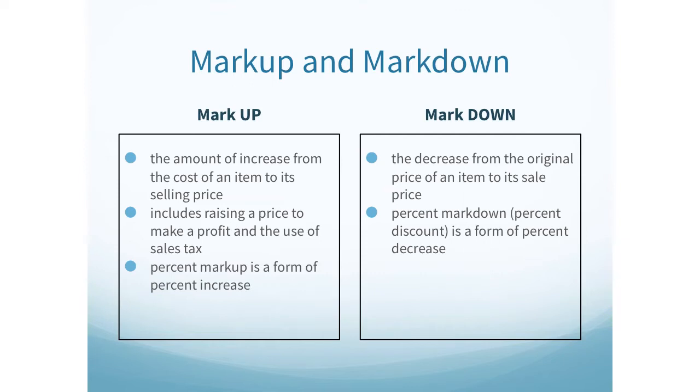Percent markup is a form of percent increase. Its opposite is markdown. This is when the original price of an item is decreased down to its sale price. Percent markdown, which is also known as percent discount, is a form of percent decrease.